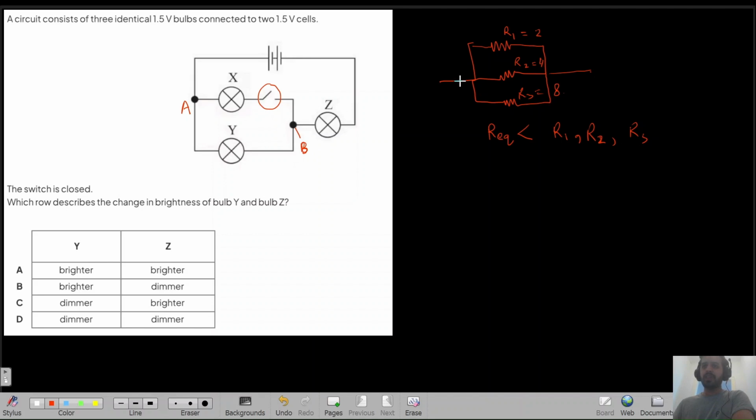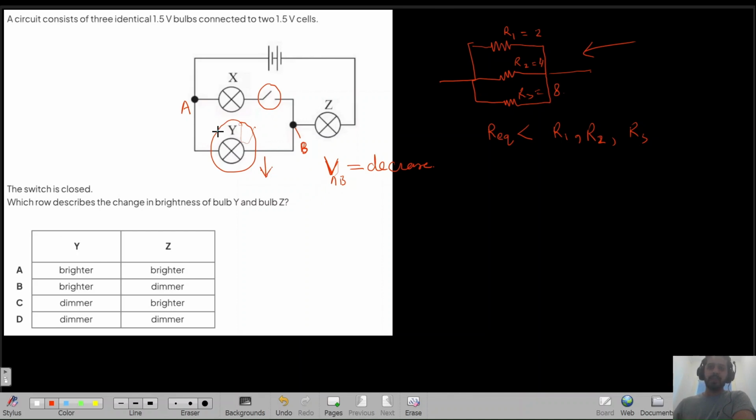The total resistance, like I just explained here, will decrease, right? Between point A and point B after closing the switch. Because the total resistance will go down, that tells you that the total voltage drop between A and B will also decrease. So after closing the switch, if the total voltage between A and B goes down, that means that the brightness of bulb Y should also decrease, right?